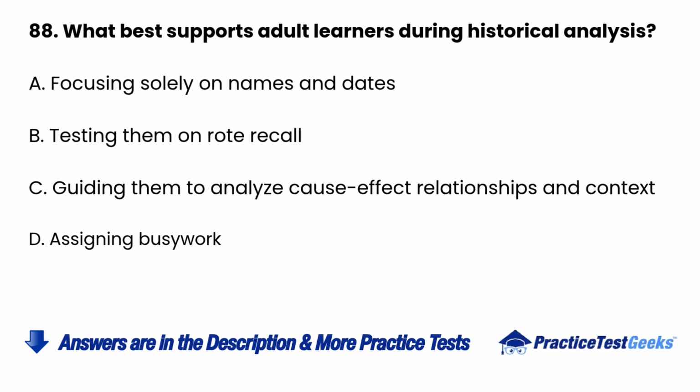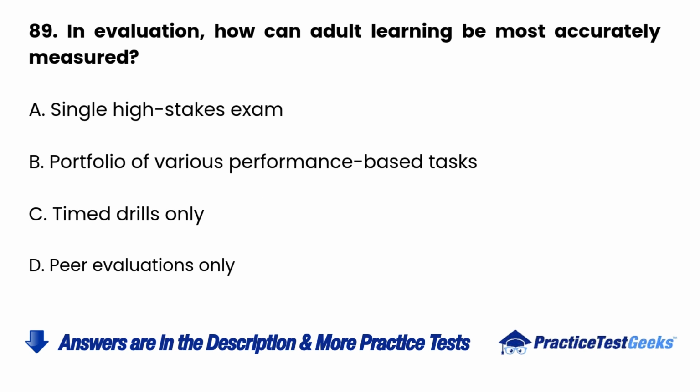88. What best supports adult learners during historical analysis? A. Focusing solely on names and dates. B. Testing them on rote recall. C. Guiding them to analyze cause-effect relationships and context. D. Assigning busy work.